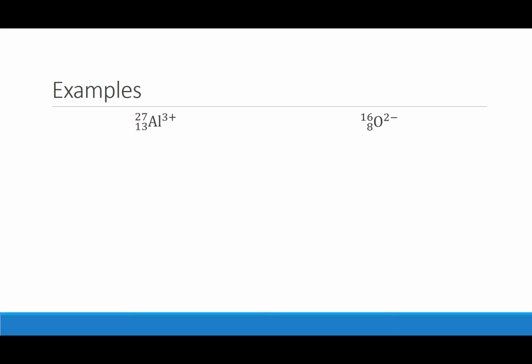The aluminum ion has a positive 3 charge with a mass number of 27 and an atomic number of 13. It has 13 protons and 14 neutrons. If it is neutral, then it would have 13 electrons, but because it has a positive 3 charge, we know that it has lost 3 electrons, and so it has 10 electrons.